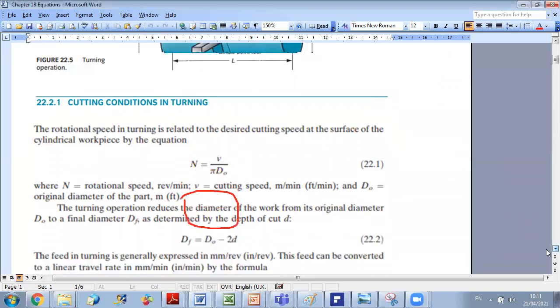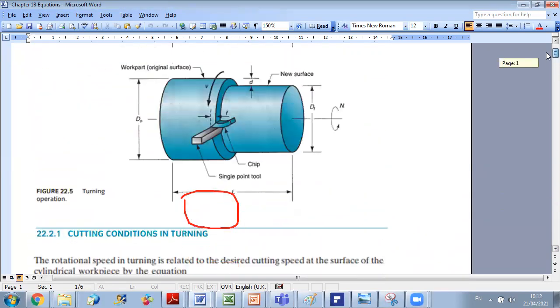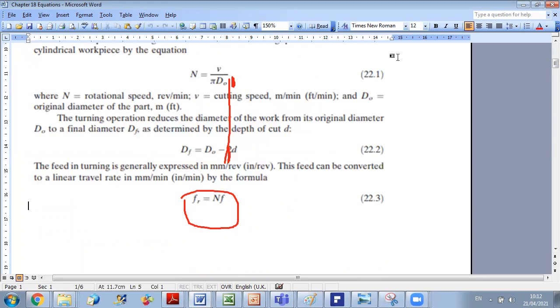Now, we know that during the turning operation, the diameter will be reduced. We will go from an original diameter of d0 to a final diameter d that is determined by the depth of the cut. As you can see in the figure, the depth will cut from all sides. Looking at the diameter variation, you should subtract 2 times the depth, because you lose depth on both sides. So the final diameter d will be d0 minus 2 times the depth.